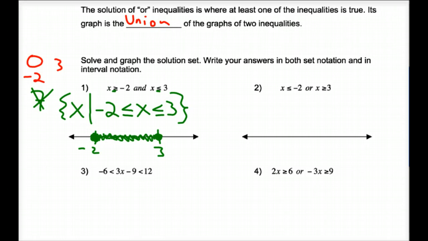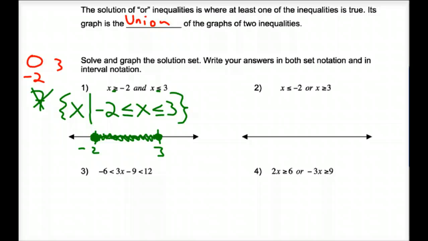And guys, think about this for a second. Did I shade in the stuff in between negative 2 and 3? Isn't x in between negative 2 and 3? Yeah. It's the same thing. Okay? Now, let's see if you guys can write the interval notation.